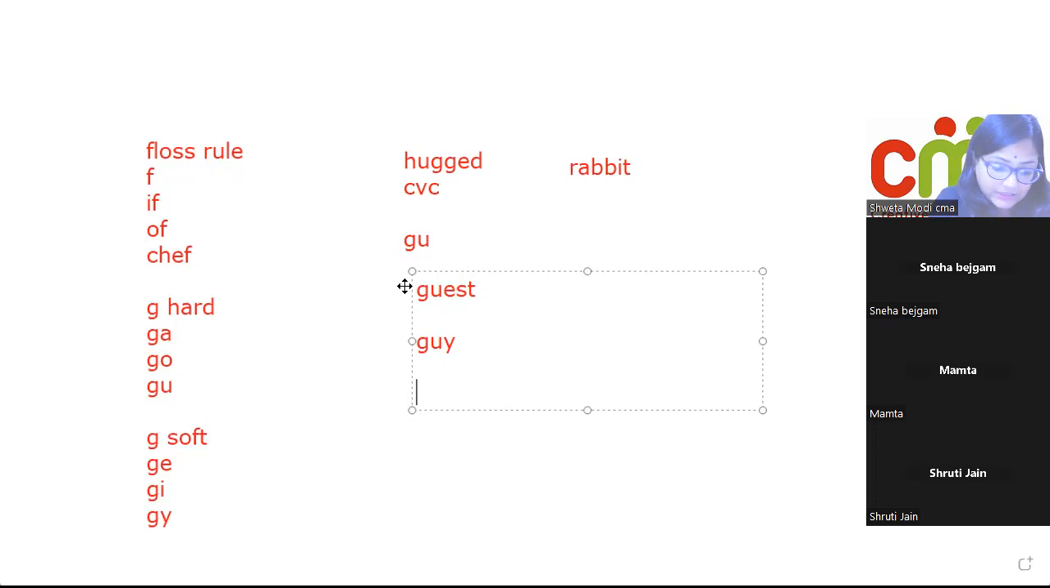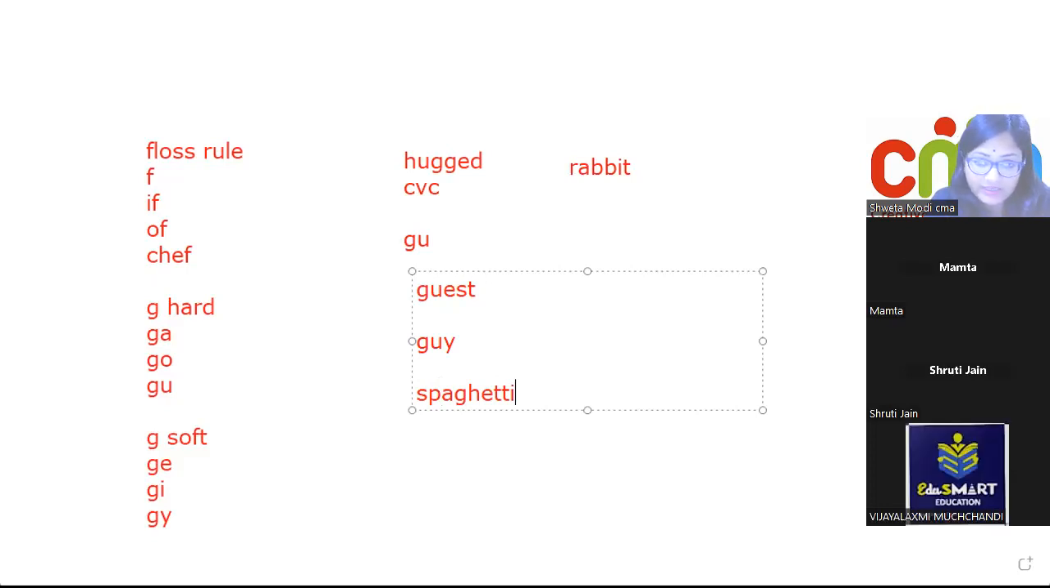Also, you will find words taken from Italian. How do you pronounce this word? It's an Italian word. Spaghetti. So this is an Italian word where G is followed by a silent H. In Italian words, G is followed by H.